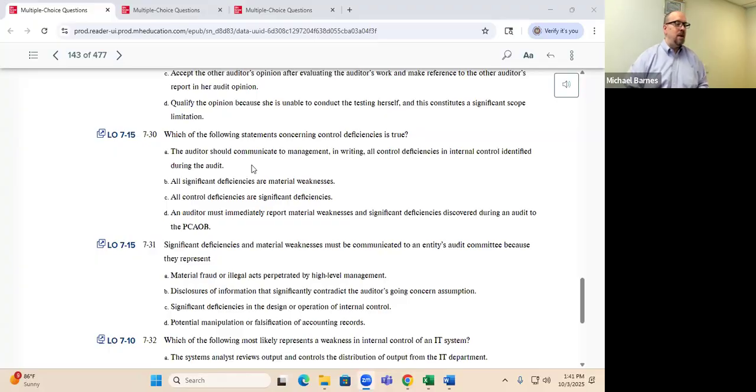The auditor should communicate to management in writing all control deficiencies and internal control identified in the audit. That is a correct statement. A is our correct statement. And when we talk about control deficiencies being communicated, it does not matter to the scale. It doesn't matter if we issue an unqualified opinion. We're still going to report anything that we find is problematic to management, saying, you should fix these. That's just generally a good idea, all right? That may prevent problems from occurring in the future.